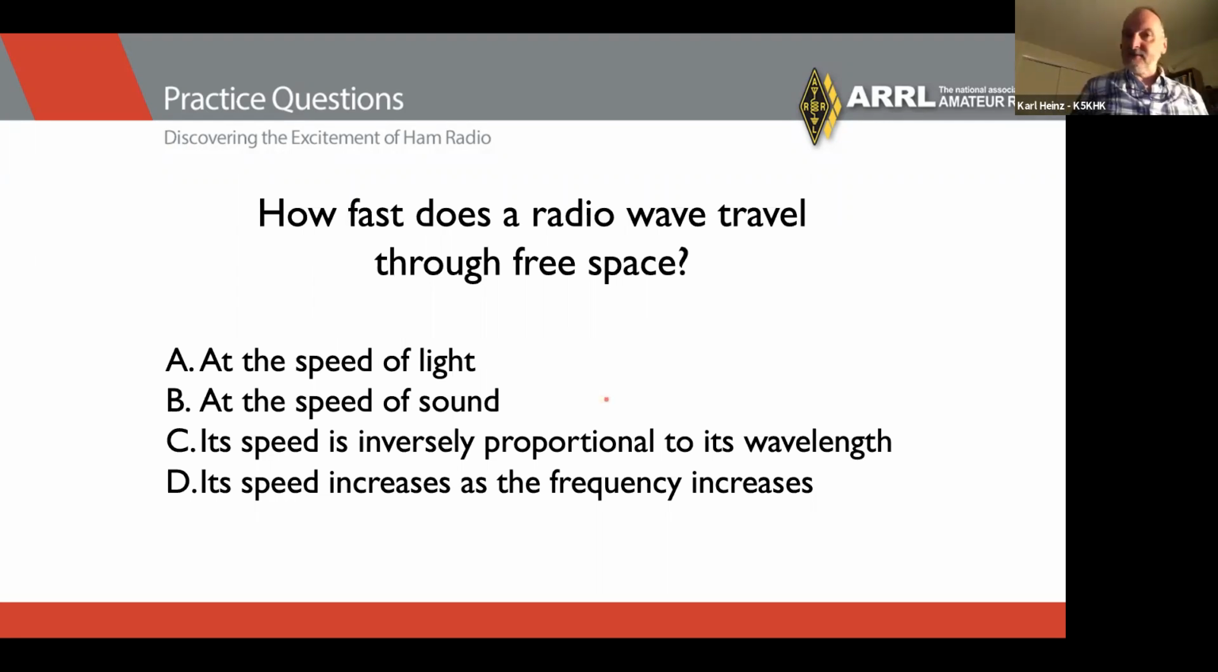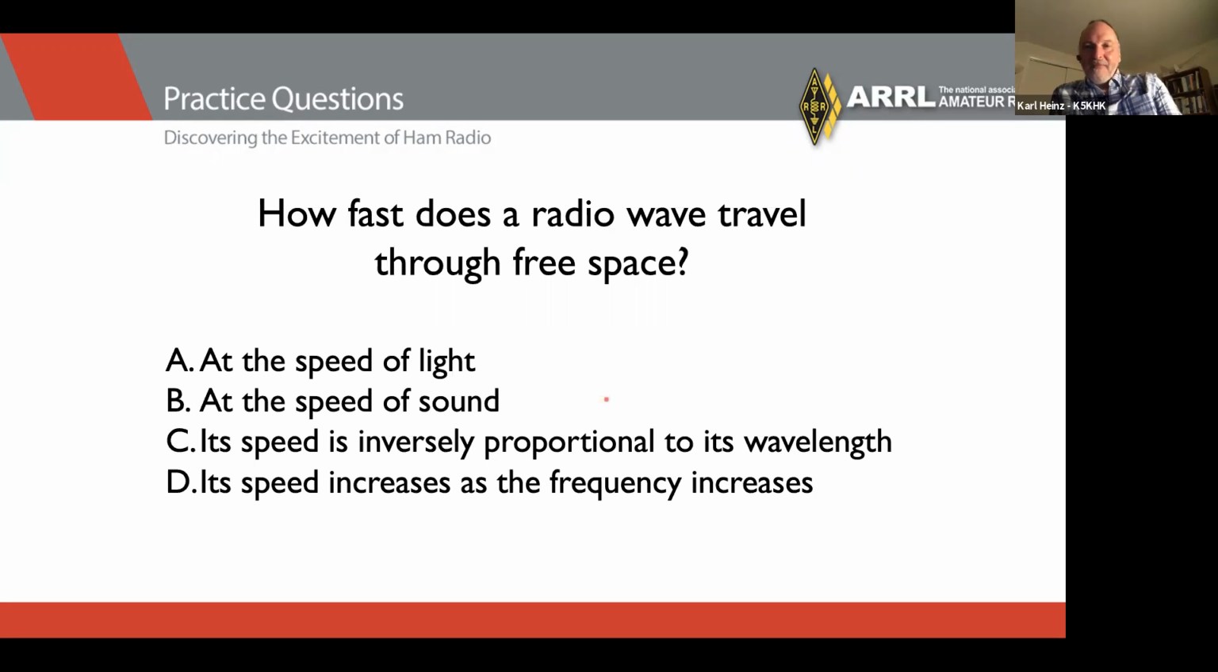So how fast does the radio wave travel through free space? At the speed of light. Only one at a time, please. Otherwise, I can't hear the right answer. I assume that two of you said at the speed of light at the same time, and I just could not understand it.